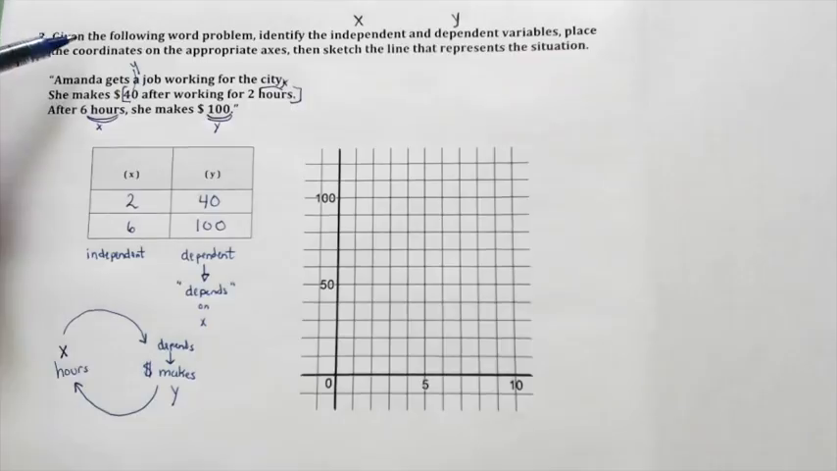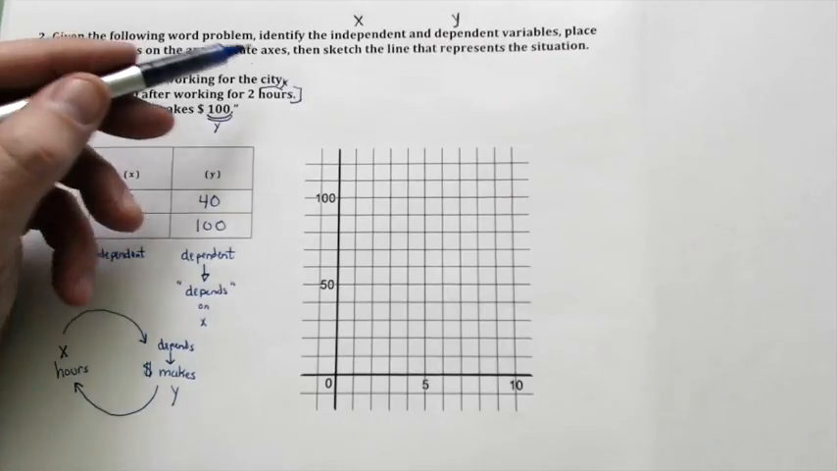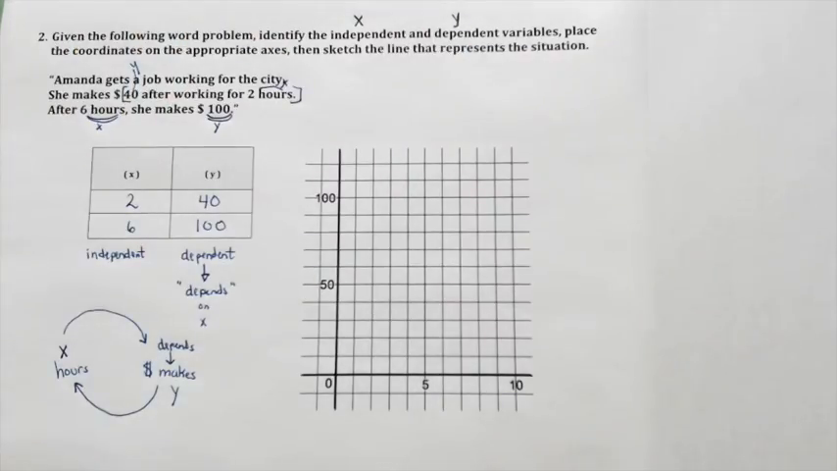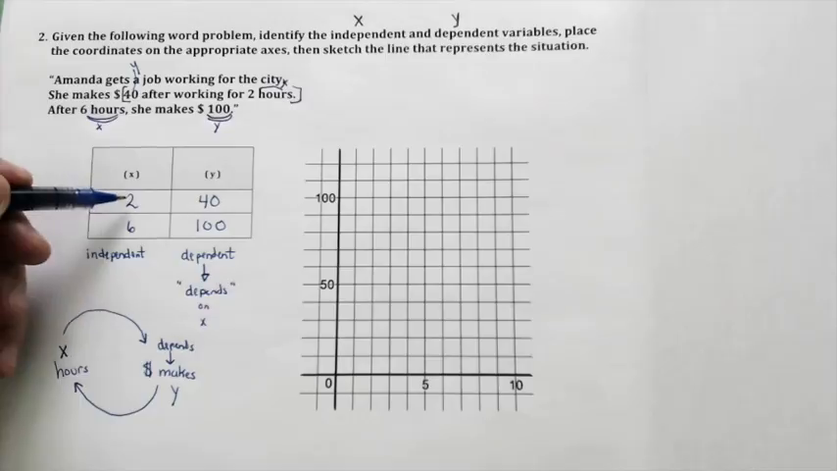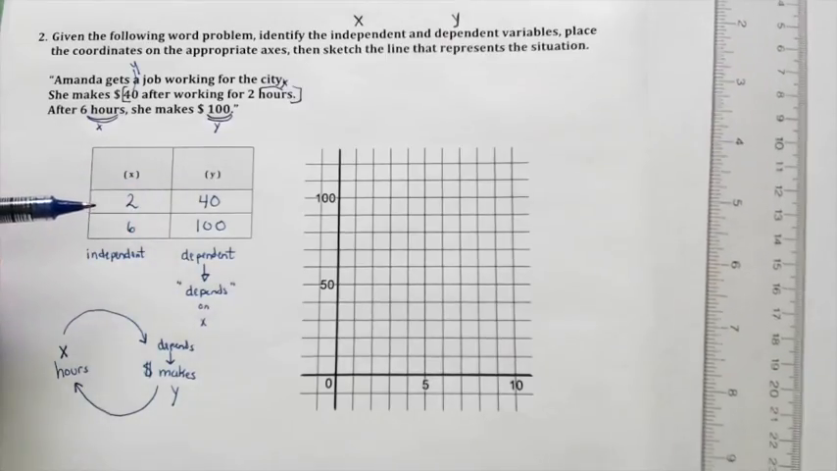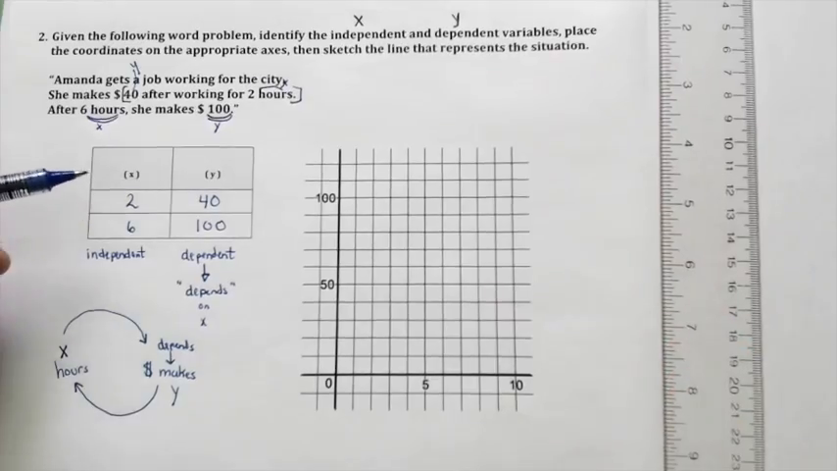The question says, given the following word problem, identify the independent and dependent variables, and then place the coordinates on the appropriate axis, and then sketch the line that represents the situation. So the next step then is to say, okay, well, after 2 hours, I made $40. Where does that happen? On the Cartesian plane. And then we'll take a look at connecting them up and making a line.